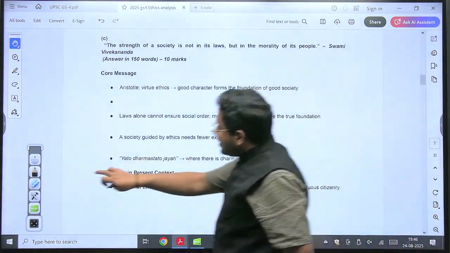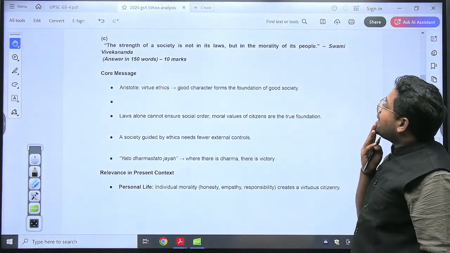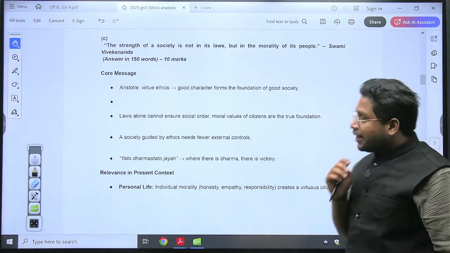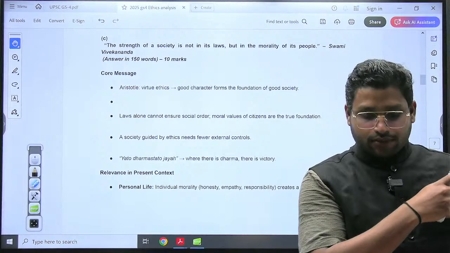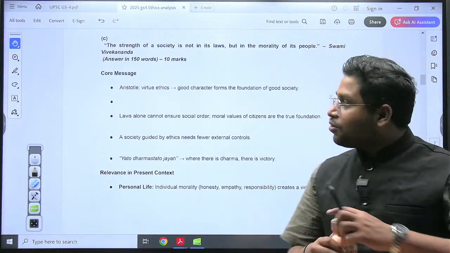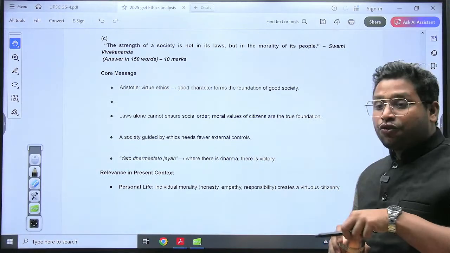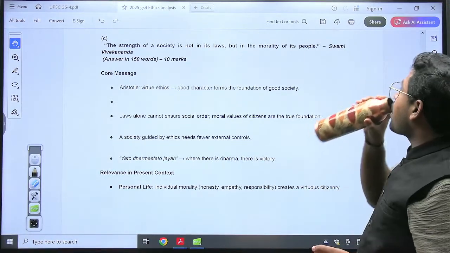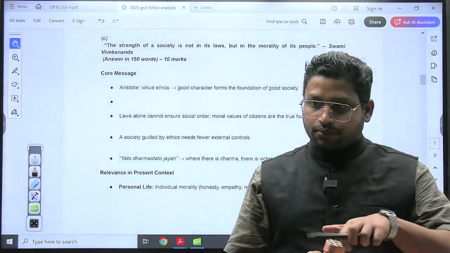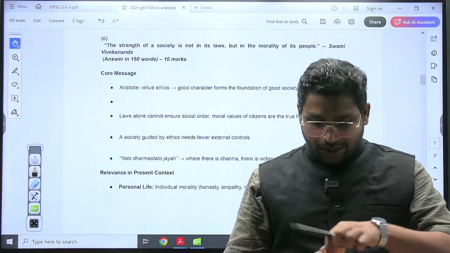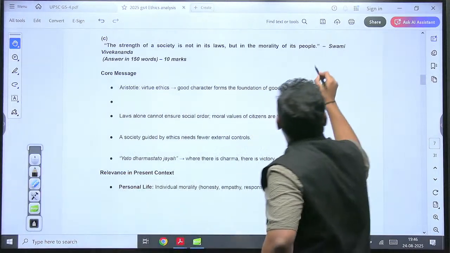Now, next is: the strength of a society is not in its laws, but in the morality of its people. What do you understand by this? The strength of the society is not in its laws, but in the morality of its people. Morality of people means good character. They are trying to say that simply.